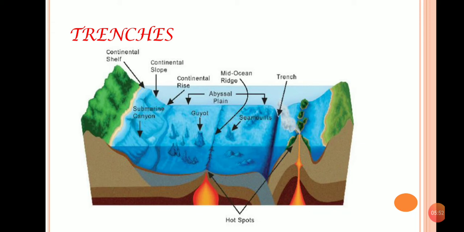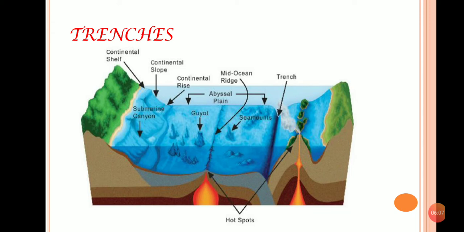Next, the abyssal plains are exceptionally flat areas of the ocean floor where the abyssal hills are completely buried by sediments. Generally, they are located near the margins of the continents and spread over the adjacent ocean floor.